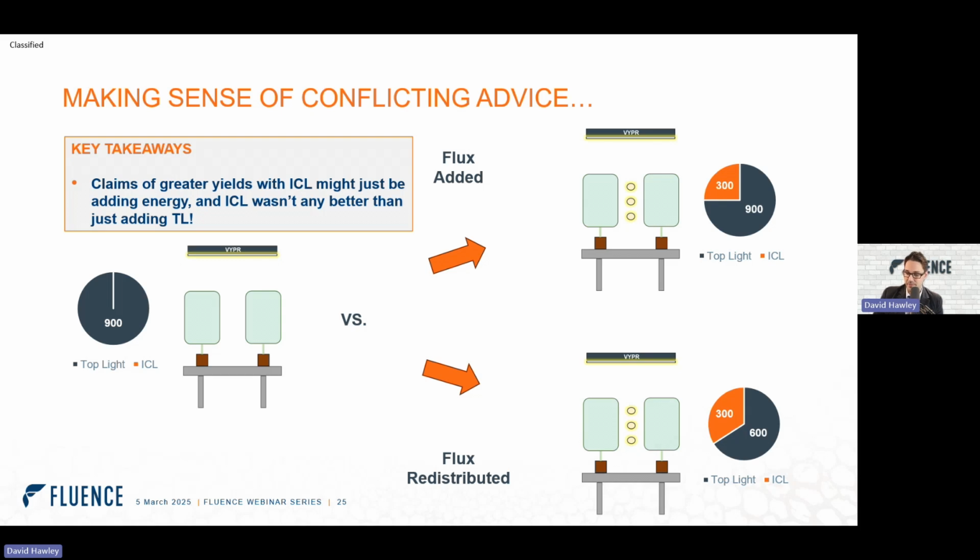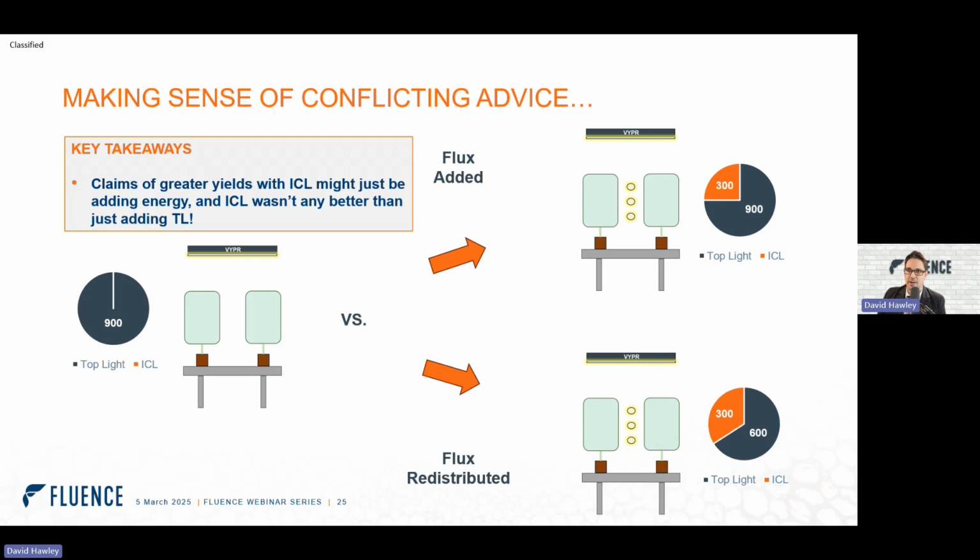Versus this situation right here, where we've kept the total flux the same, right? It's just we've taken the equivalent of 300 micromoles away from the top light and put it down in the canopy instead, with the intent of improving that bud uniformity, potentially preventing problem morphology, all those things I talked about, right? So again, these are two different scenarios, but they lead to two very different outcomes.